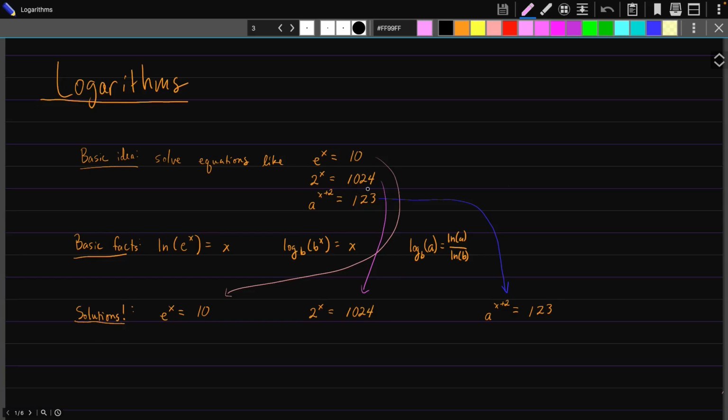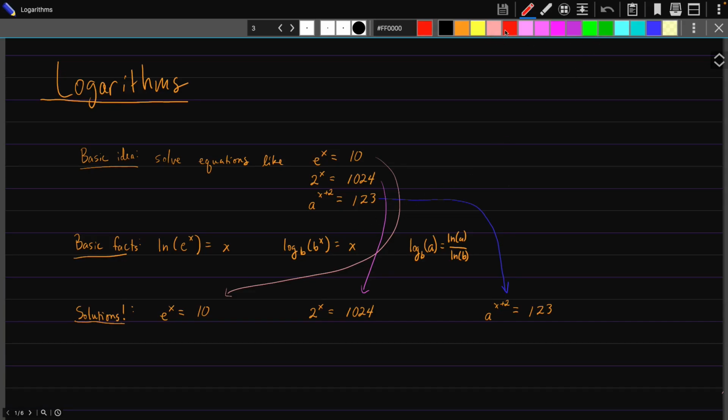2 to the x equals 1024. That one you might be able to solve by hand if you think about it enough. Or a to the x plus 2 equals 123. And of course you could keep naming more and more complicated examples here, but I just want to show you the basics for right now.